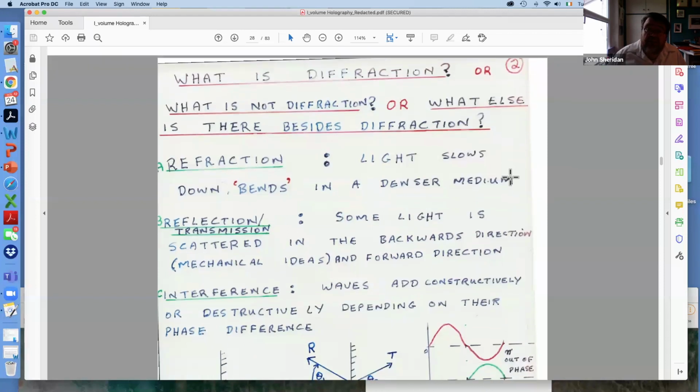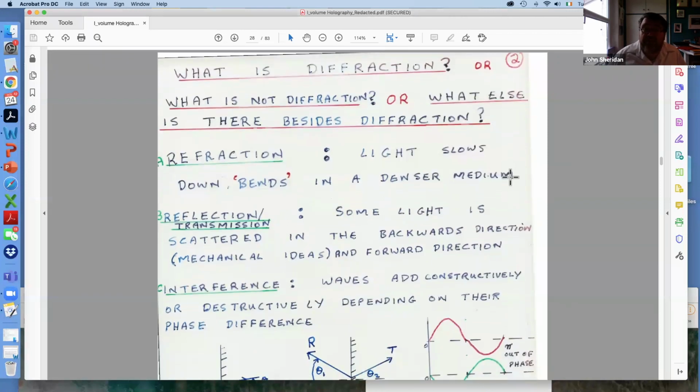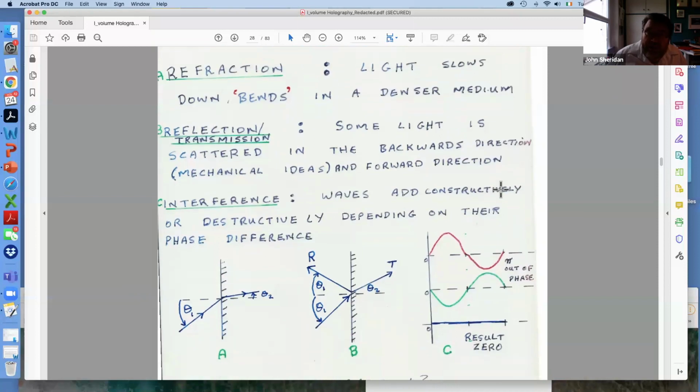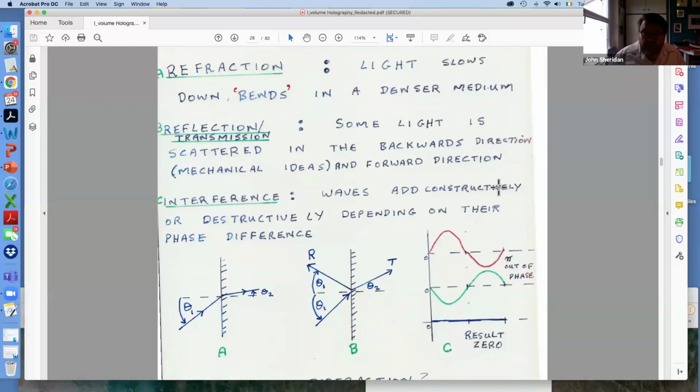Okay, now most of you are quite happy with the idea of refraction, that light slows down or bends in a denser medium. So we get this change of angle when we go from a low index to a high index, or from a high index to a low index. Most of you are also quite happy with reflection because you like to look at yourselves in the mirror. Okay, so you're all happy with reflection.